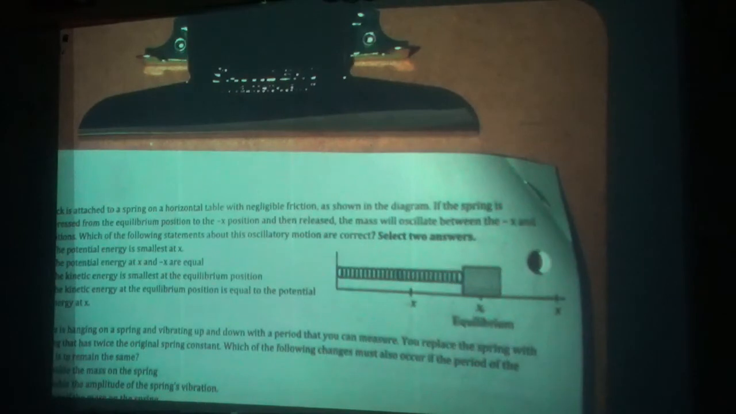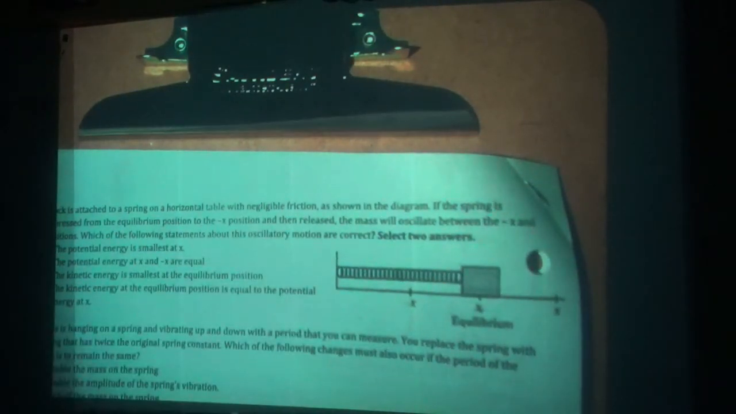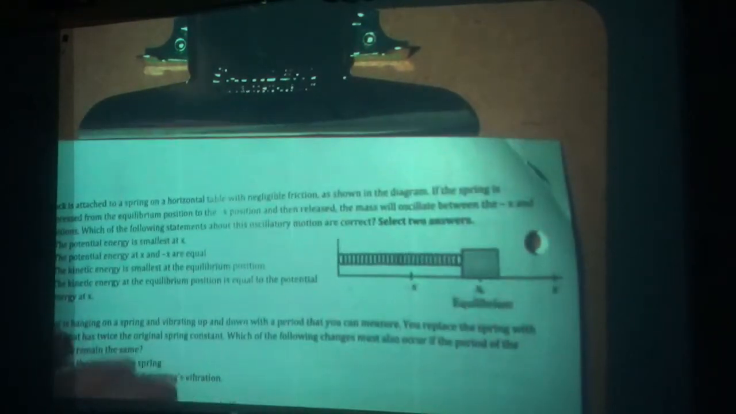Okay, we have a block attached to a spring on a horizontal table, negligible friction, negligible meaning we can ignore it. The spring is compressed from the equilibrium to the negative x position, released, and the mass will oscillate between negative x and x. Which of the following statements about the oscillatory motion are correct?